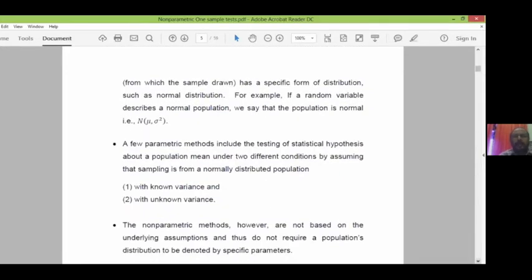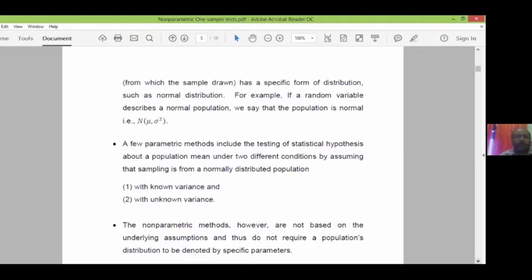The parent population from which the sample is drawn has a specific form of distribution, such as the normal distribution. For example, if a random variable describes a normal population, we say that the population is normal, represented by capital N, mu, and sigma square. Mu is the population mean, and sigma square is the population variance. That is the ultimate aim: to estimate the population parameter when we perform the parametric test.